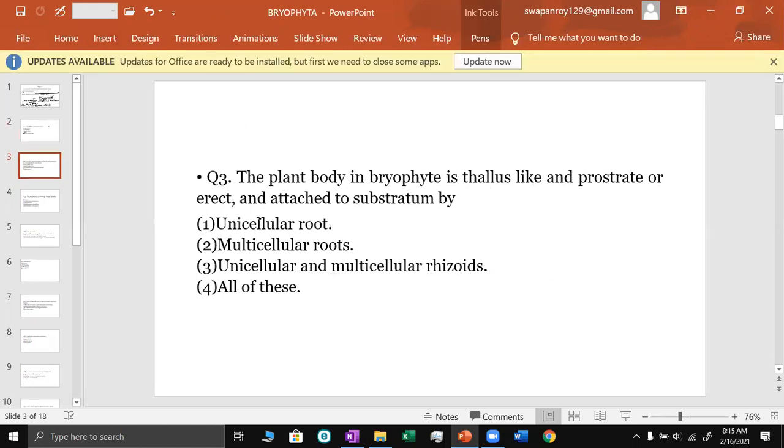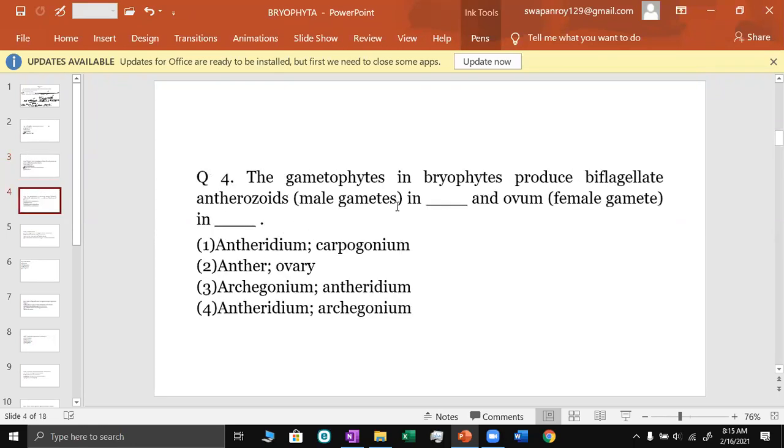Yes, it is option 3. They have unicellular or multicellular rhizoids. Not all. True root is not there. Number 4. Here you have to fill in the blanks with the correct option.